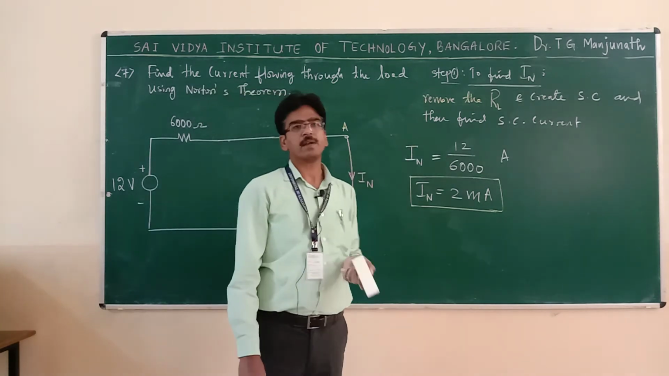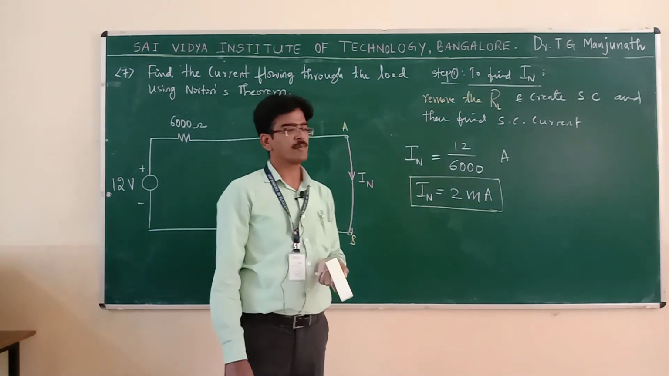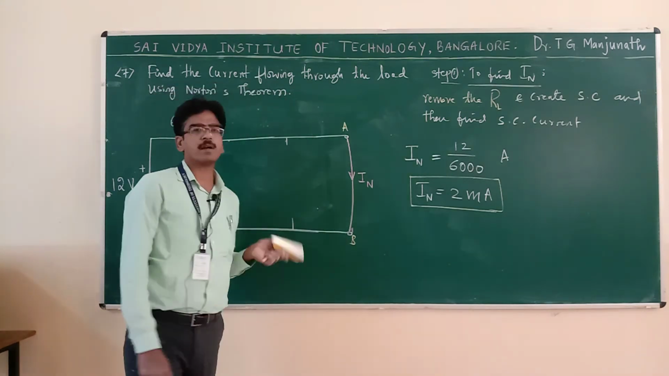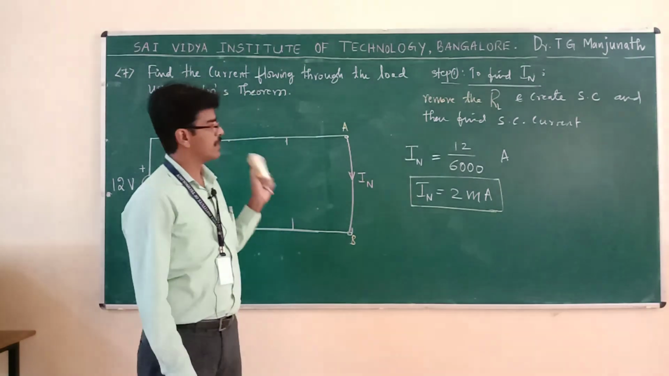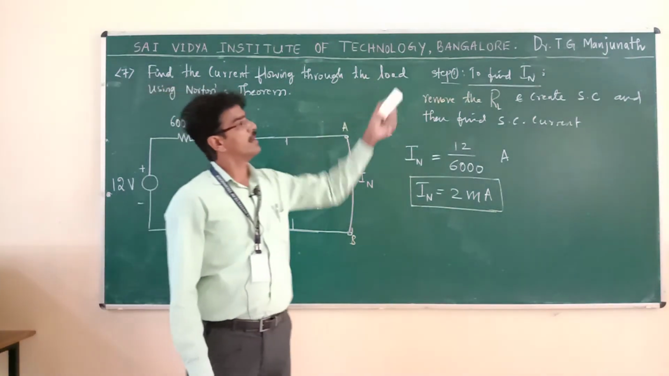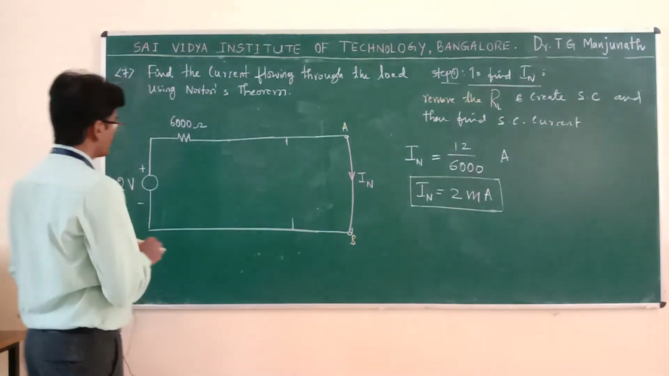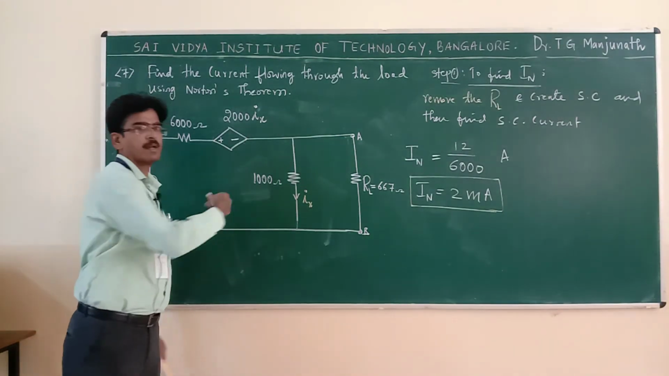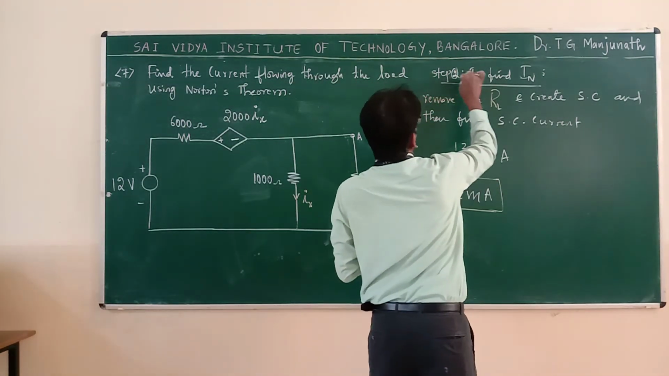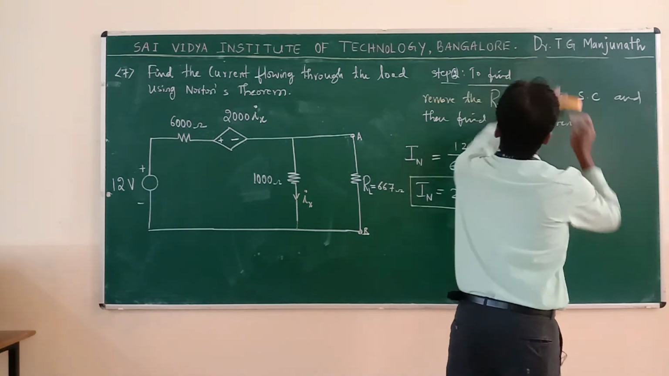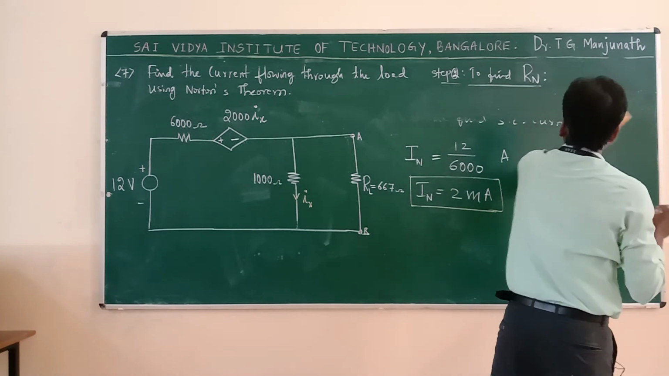Then what should I find? Step 2, I have to find the resistance. What resistance? Norton's resistance. To find the Norton's resistance, again let us rewrite this circuit. Let us rewrite the circuit once again. Let us see and analyze how to find the resistance. So, this is your original network. Now, what is my step 2? Step 2 is to find Norton's resistance.